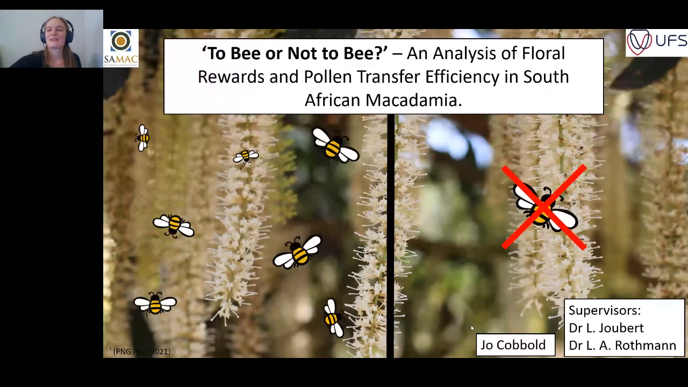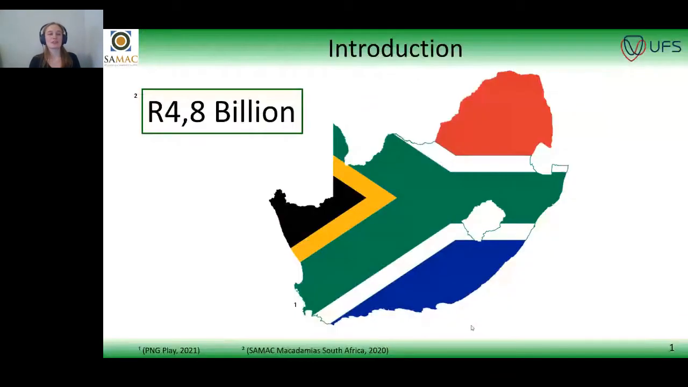Thank you. Okay, so my name is Joe Cobbold, and I will be addressing Shakespeare's most unanswered question today: to be or not to be. The full title of my project is To Be or Not to Be, an analysis of floral rewards and pollen transfer efficiency in South African macadamia. So to be or not to be is South Africa's 4.8 billion rand problem.